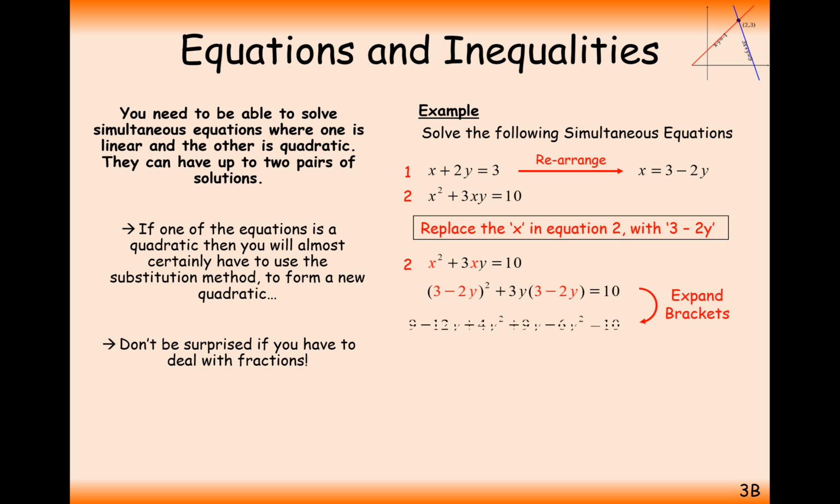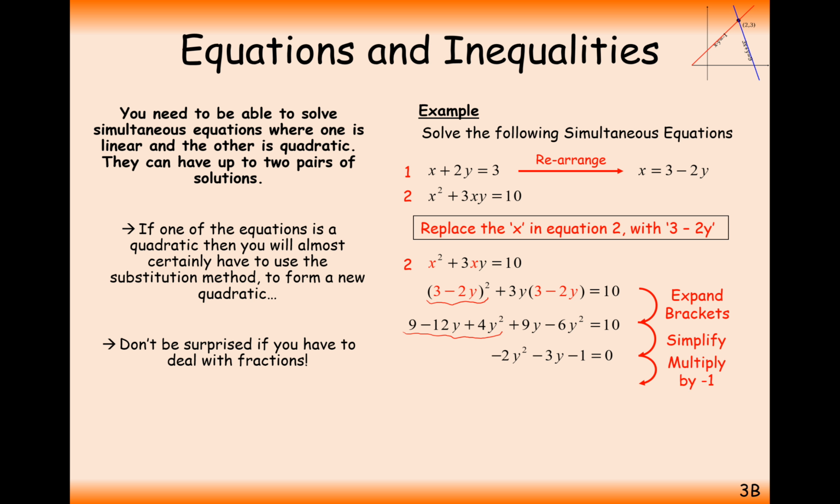Right, now we're going to have to solve it. So expand this bracket here properly. Remember it's going to be two brackets multiplied together. So 3 minus 2y times 3 minus 2y. And you get this expression here. And expanding the brackets you get this expression here. Simplify all of these terms together and you're going to get minus 2y squared minus 3y minus 1.